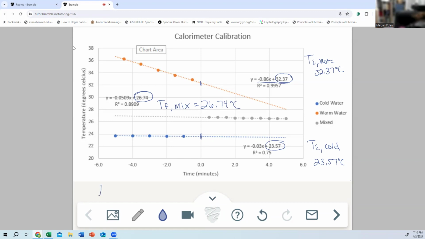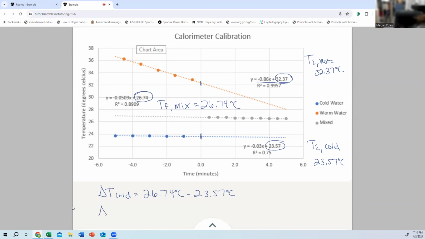So our delta T for our cold would be the 26.74 degrees Celsius minus 23.57 degrees Celsius. And then the delta T for our hot is going to be 26.74 degrees Celsius minus 32.37 degrees Celsius. So these delta T's are going to then go into Q of hot, Q of cold.